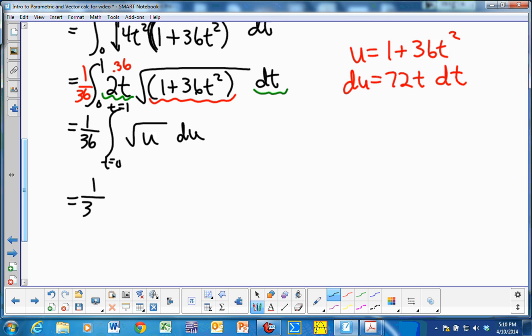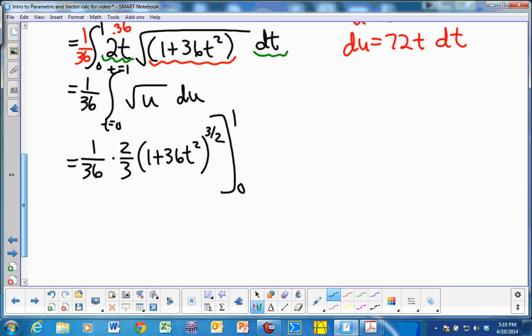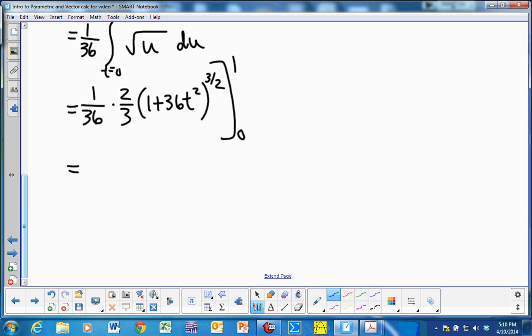So let's just go ahead and do 1/36 times... If you integrate something to the 1/2, you're going to get something to the 3/2. So instead of u, just write 1 plus 36t squared to the 3/2, times, instead of dividing by 3/2, because we divide by the power, we're going to do times 2/3. And then we're doing this from 0 to 1. So 1/36 times 2/3 is going to be 1 over 54.